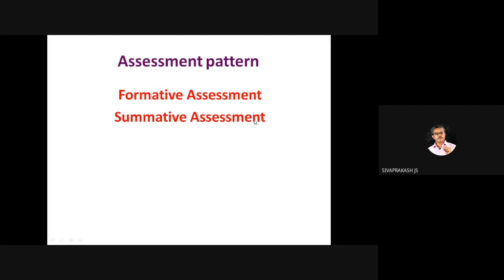Next one is assessment pattern. So we have two types of assessment pattern. One is formative assessment, and the other one is summative assessment. Right? Questions have been asked many times about formative assessment, in NET and in SET. Formative is nothing but a continuous assessment. Even we can call it an internal assessment. Formative assessment is a continuous internal assessment.